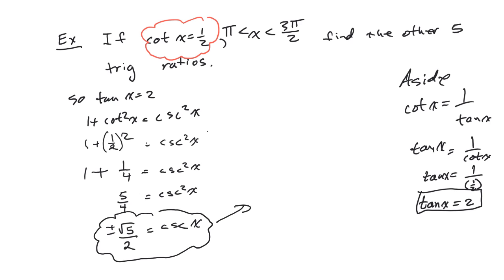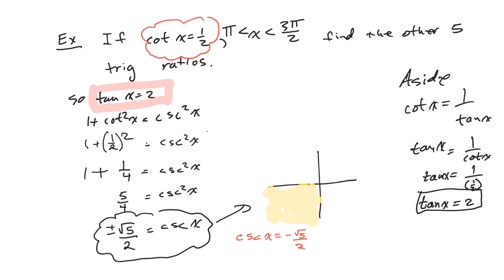Now, based on this solution here, I can figure out exactly where this needs to be. So cosecant needs to be between pi and 3 pi over 2. So that means it's in this quadrant, okay? So now cosecant should be negative. So that means my answer for cosecant x is going to be negative root 5 over 2.